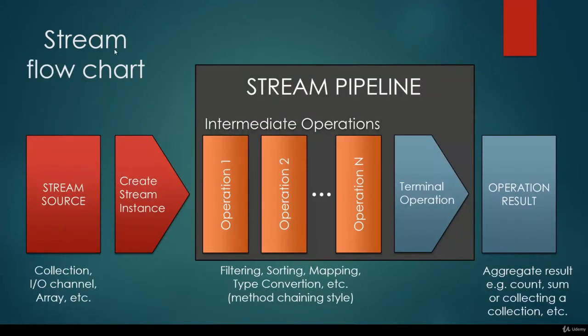Okay, so let's take a look at the stream flowchart. We have a stream source that can be a collection, an input-output channel or an array, so any kind of data structure. We can create a stream instance, and then we can do several intermediate operations, operation 1, operation n, so as many operations as we want, such as filtering, sorting, mapping, type conversion, and so on.